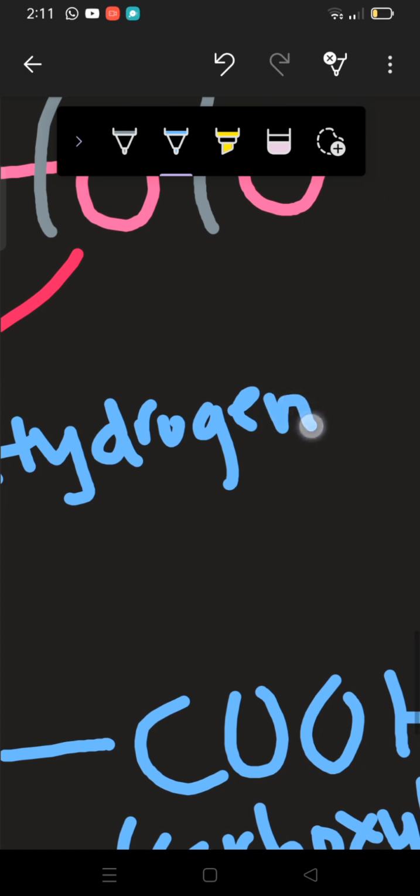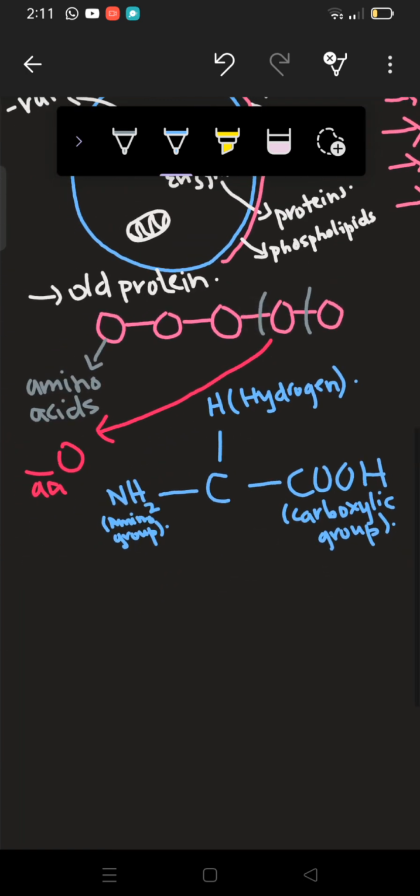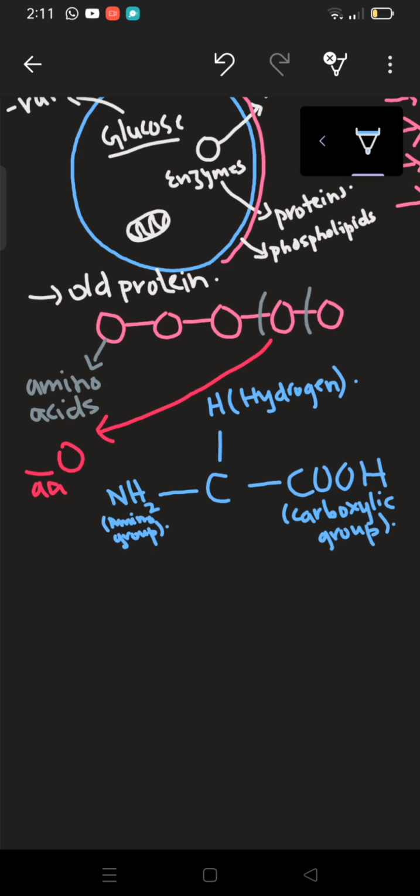Now we know that we have different types of amino acids, but in all amino acids this structure is the same: in the middle we have carbon, on the right-hand side the amino group, on the left-hand side the carboxylic group, and on the upper side hydrogen. This is the basic structure of an amino acid. The difference between amino acids is just because of this R, which can be any group, like CH3 or any other. Just because of this R we have different types of amino acids.